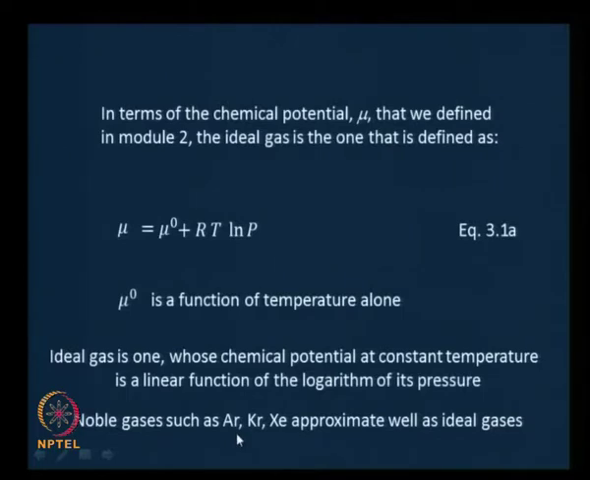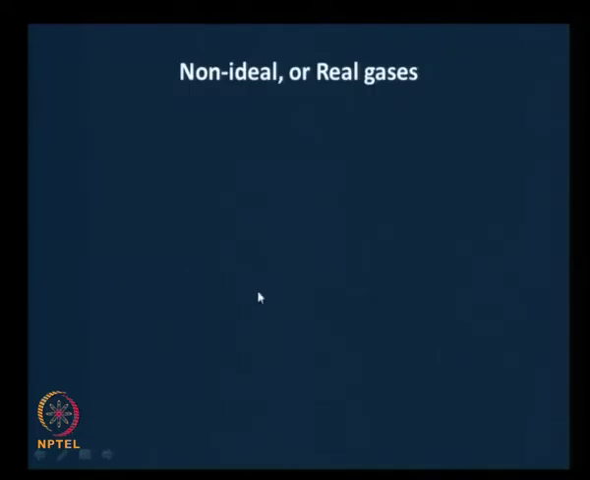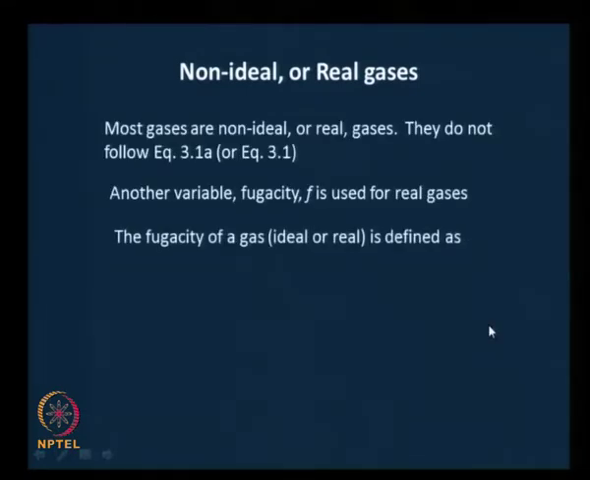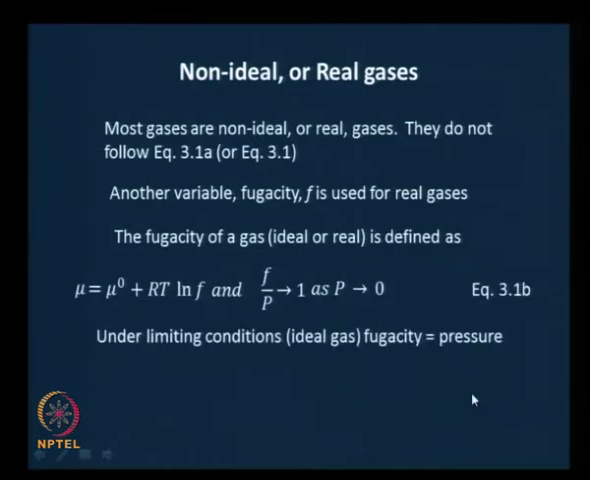There are some gases, as we know, that approximate well to ideal gases. Most gases do not; they are all non-ideal or real. For them mu equals mu naught plus RT ln f, where f is the fugacity, and to complete the definition we need to say f by P tends to 1 as P tends to 0, and f by P is actually the fugacity coefficient phi.